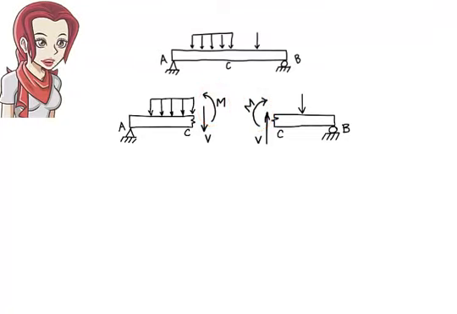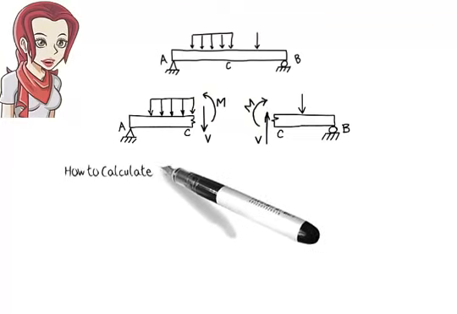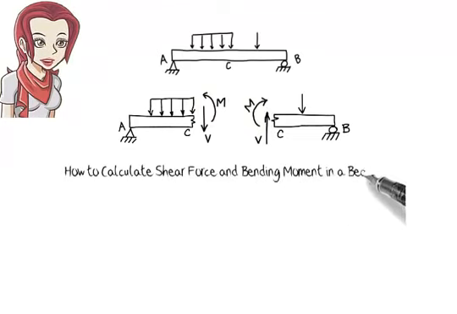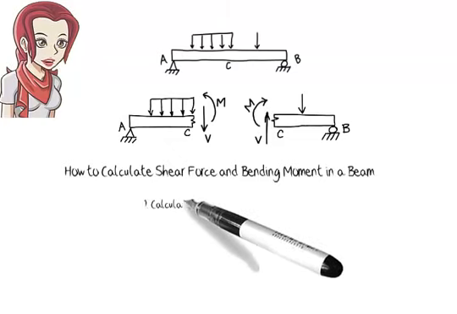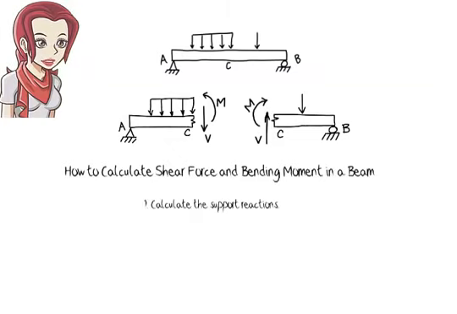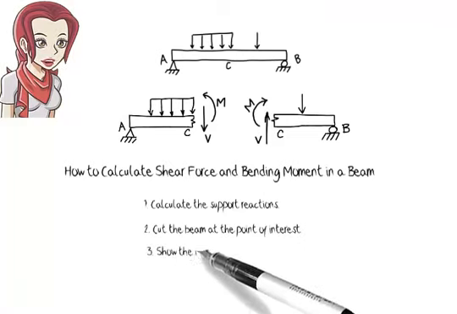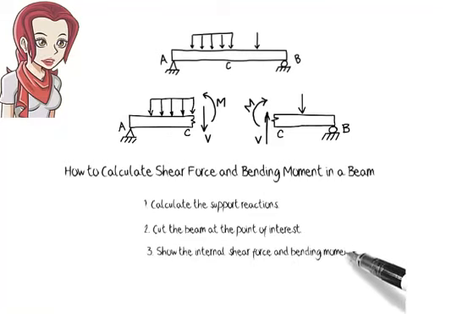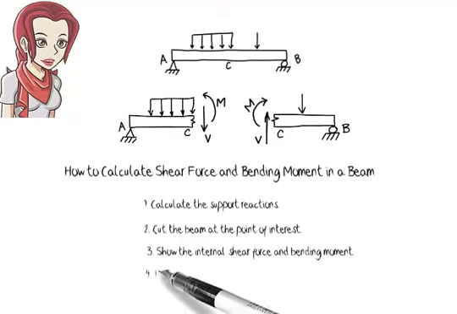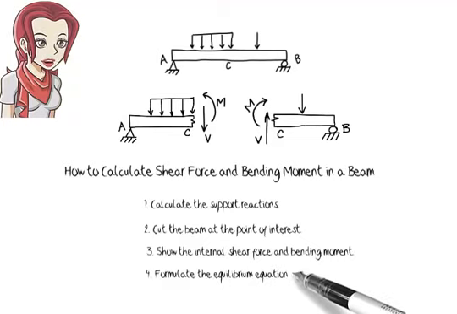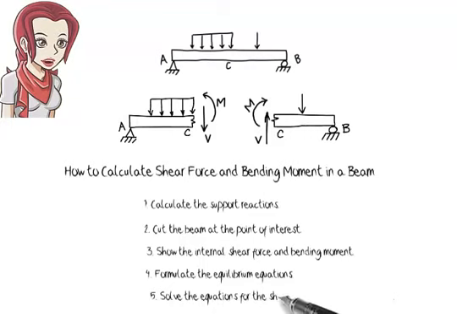Now let's see how we can actually calculate shear and moment at a point in a beam. The procedure is rather straightforward. 1. Calculate the beam's support reactions. 2. Conceptually cut the beam at the point of interest. 3. Show the internal forces at the cut point and draw each segment's free body diagram. 4. Formulate the equilibrium equations for either the left or the right segment of the beam. 5. Solve the equations for the unknown shear force and bending moment.